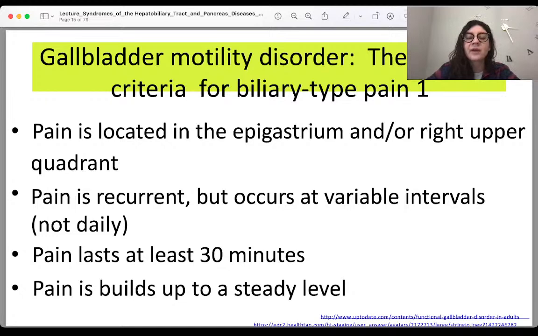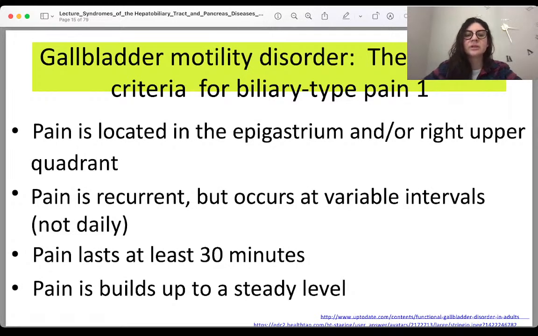And we have specific criteria for biliary-type pain, to differentiate it from other types of abdominal pain. First, pain is located in the epigastrium or right upper quadrant. Usually, biliary pain is recurrent but occurs at variable intervals, usually not daily. Pain lasts at least 30 minutes.